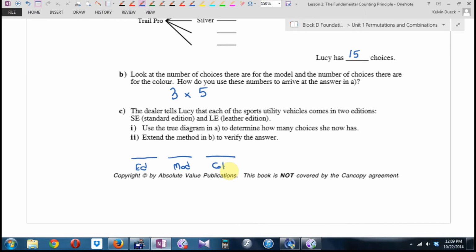How many different editions are there? What does the question say? How many different editions are there? 2. Put a 2 here. How many different models are there? 3. How many different colors are there? 5. We're going to extend and generalize your fundamental counting principle. If you're making 3 different choices, you know what you do with all 3 numbers? You could draw the tree, but I don't want to draw 30 branches.